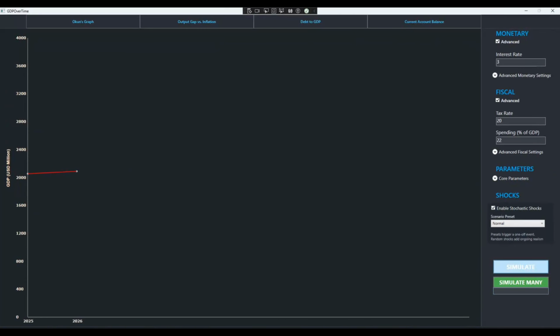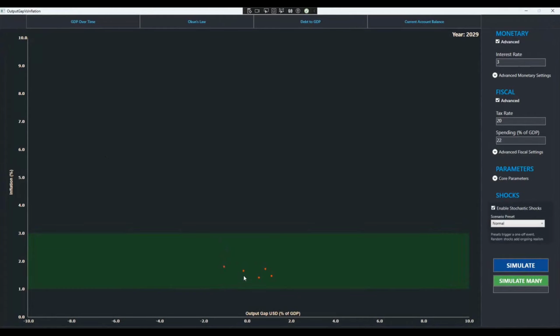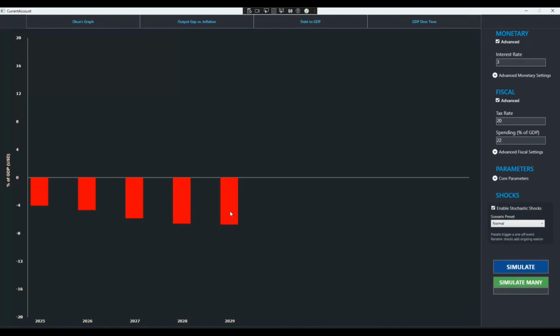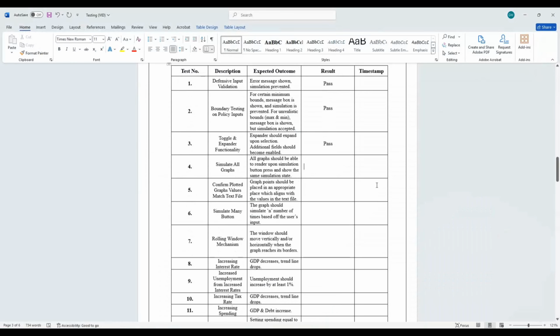If I simulate 5 times, I see 5 points. On Okun's graph, 1, 2, 3, 4, 5, and on each of the other graphs, 1, 2, 3, 4, 5. And if we return back to GDP over time, you can still see that the graph has persisted and remained the same, with 5 points in the exact same locations. So on that basis, we can also mark this test as a pass.